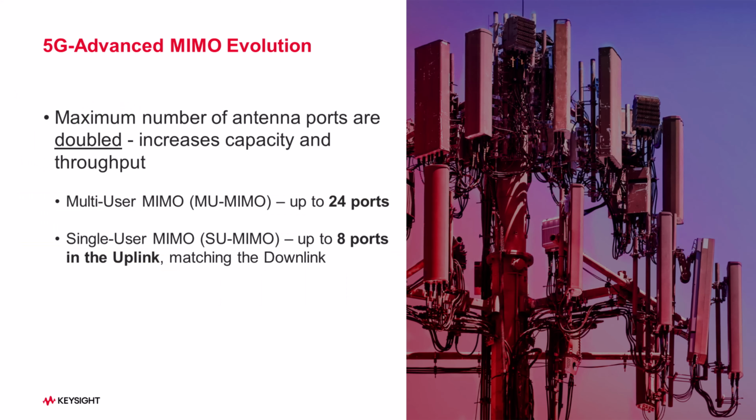One major enhancement in 5G Advanced is the evolution of MIMO, improving both multi-user MIMO and single-user MIMO. For multi-user MIMO, it doubles the maximum number of antenna ports or layers from 12 to 24, significantly increasing capacity by enabling a larger number of devices to be served simultaneously. For single-user MIMO, uplink spatial multiplexing is expanded to support up to 8 transmission layers, doubled from 5G, and now matching the downlink's single-user MIMO capability.